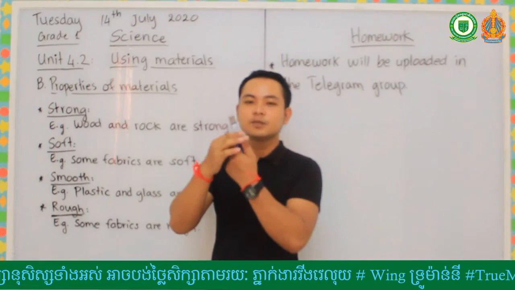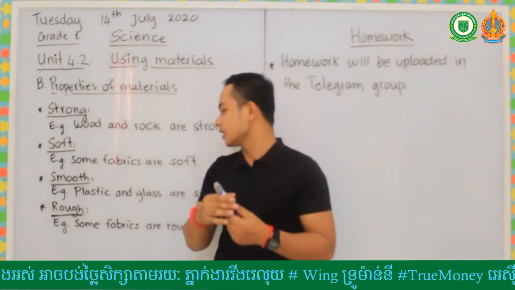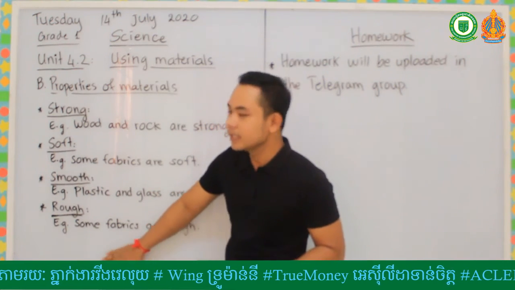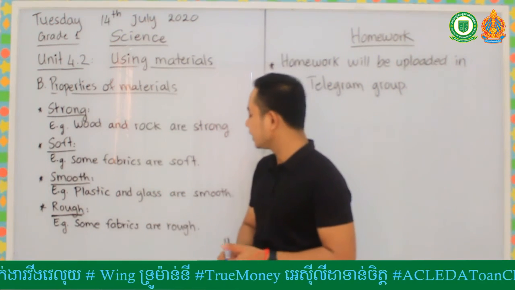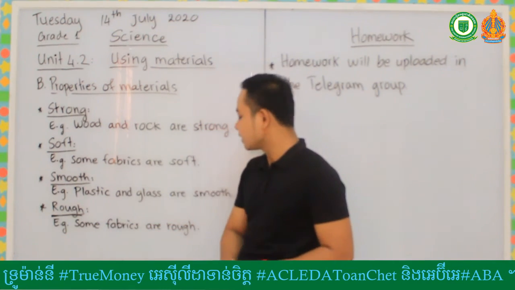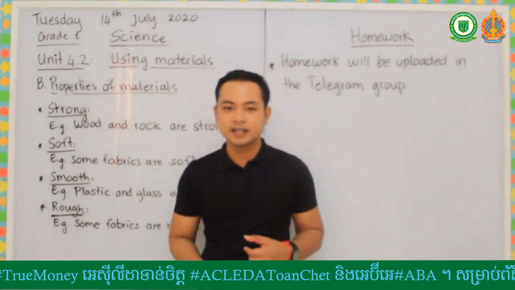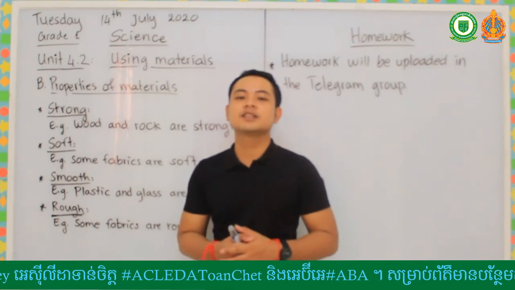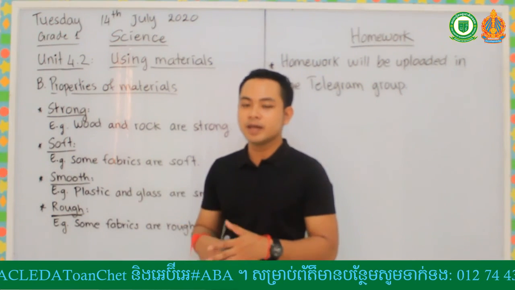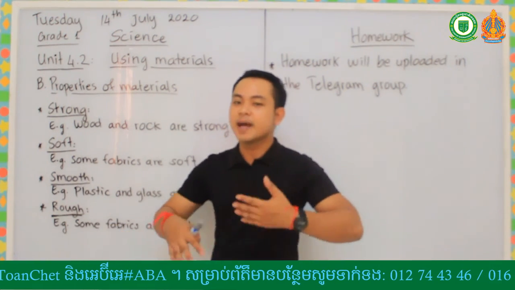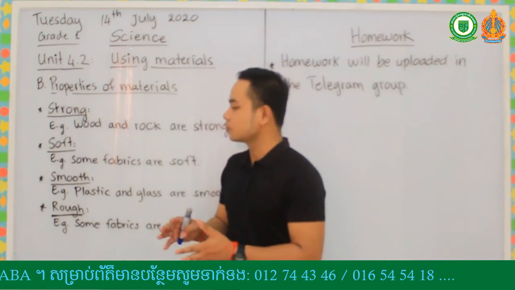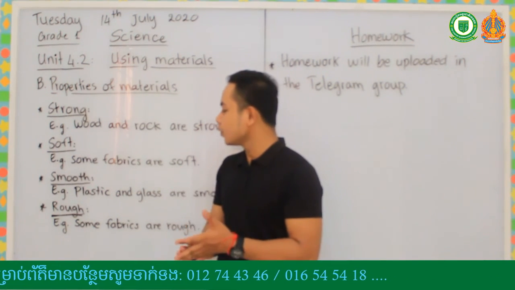Even this marker is smooth, right? It is made of plastic. And glass, look at the whiteboard, the glass board here is smooth as well. So plastic and glass are smooth. Rough, some fabrics are rough, yes, as I told you, like my backpack is not smooth, it's rough. Okay, so there are so many materials around us and they have different properties. They're strong, they're soft, they're smooth, they're rough.